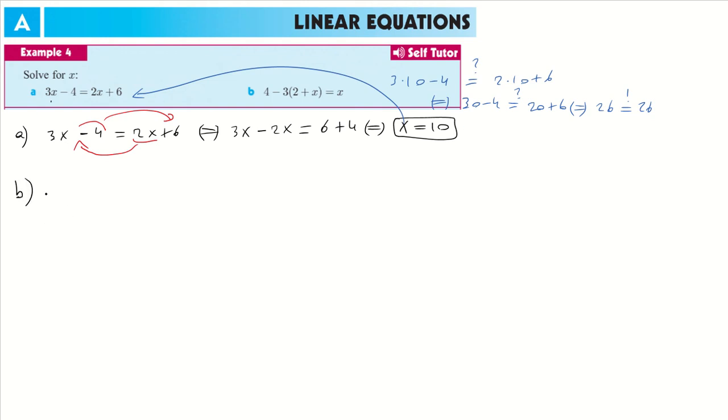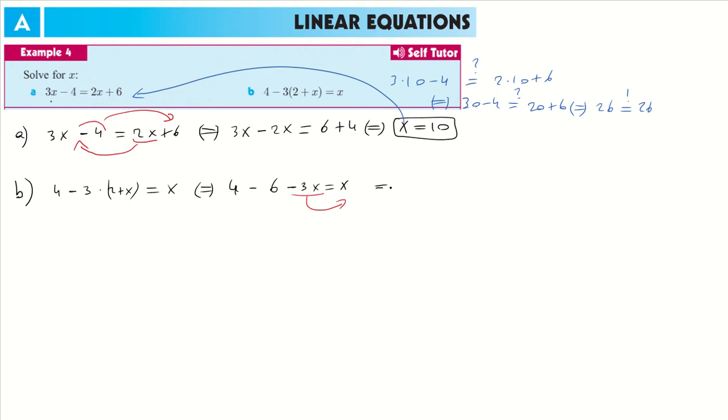B. So I have 4 minus 3 times (2 plus x). It's a bit more complicated because it's hard to group the x's on one side. To be able to do that, we have to expand the left hand side first. So I have a 4, minus 3 times 2 is minus 6, minus 3 times x is minus 3x, and that should be equal to the right hand side, 2x. So I group all the terms with x to one side and all the other terms on the other side. Since the two constant terms are on the left hand side, it's easier and faster to move only the minus 3x to the right hand side.